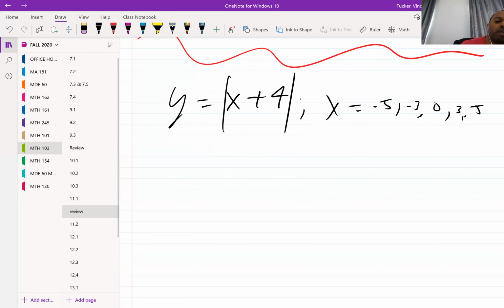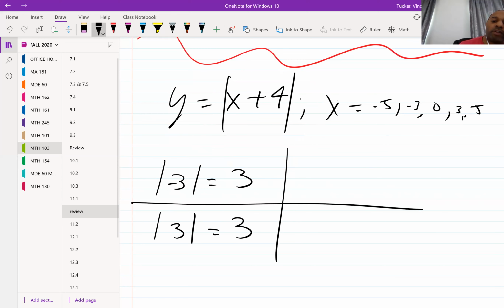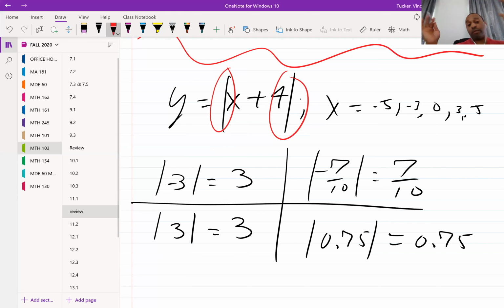absolute value symbols. The absolute value of anything is going to be the positive result. So if I have the absolute value of -3, the result is 3. If I have the absolute value of 3, the result is still going to be 3. If I have the absolute value of -7/10, the result is going to be positive 7/10. If I have the absolute value of 0.75, the result is 0.75. So those long bars, and this is for everybody, just in case anybody may have forgotten or didn't know, those long bars will always yield a positive result.